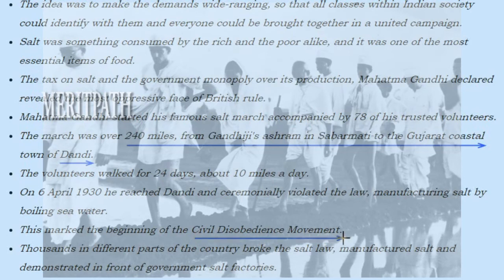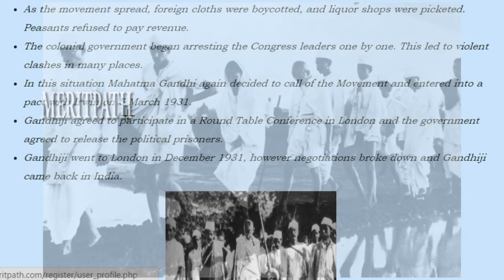Thousands of people in different parts of the country broke the salt law, manufactured salt and demonstrated in front of government salt factories. As the movement spread, foreign clothes were boycotted and liquor shops were picketed. Peasants refused to pay revenue. The colonial government began arresting the Congress leaders one by one. This led to violent clashes in many places.